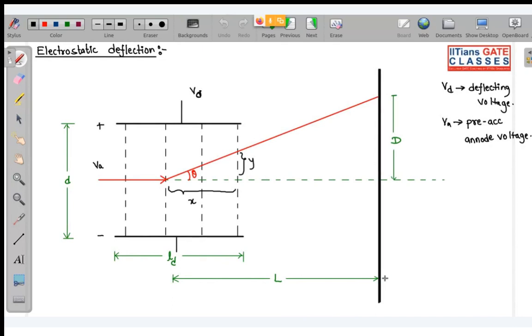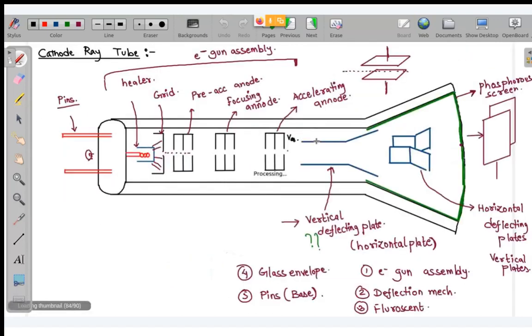Tell me, is it clear? See, basically, I will explain you one thing. There is a loss of potential energy when the electron moves from your cathode to your accelerating anode. Means what? This is your cathode. Okay, this is your cathode.